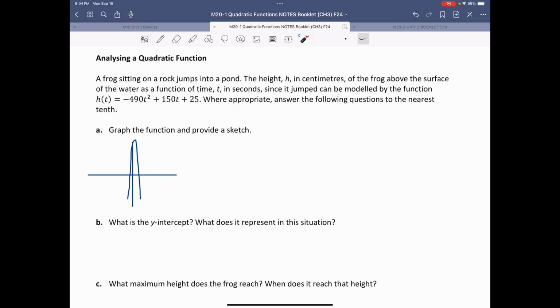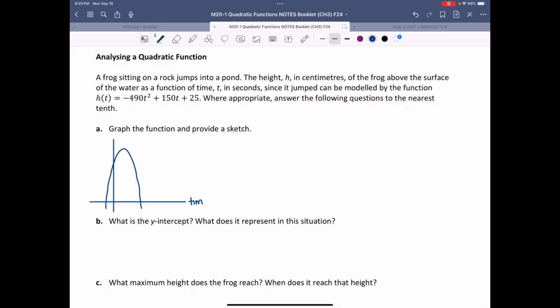Okay, so now I'm just going to change my picture here. I have something that looks like this. Okay, so my parabola looks something like that. This is the time. This is the height. We had our y-intercept was at 25.